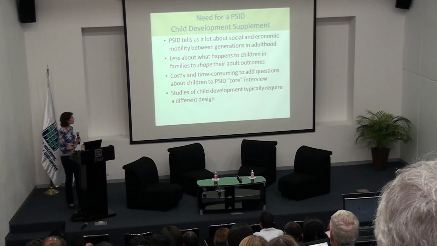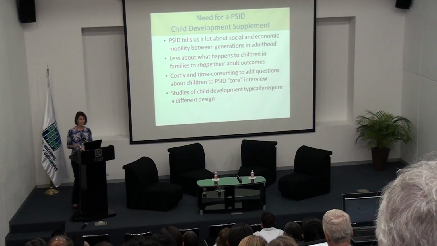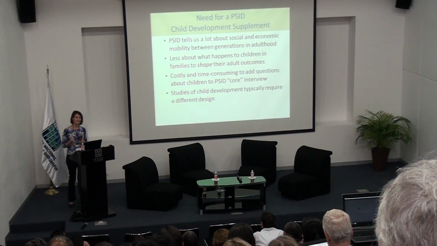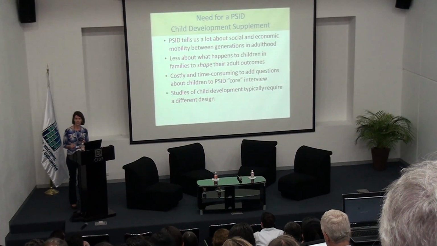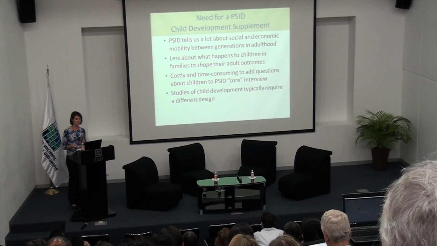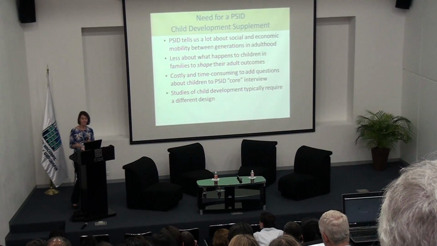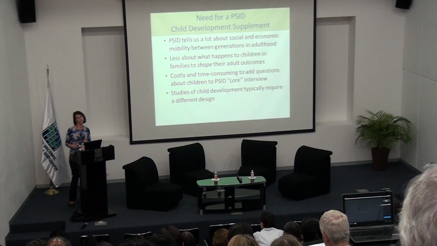So there are many benefits to using PSID for studying intergenerational mobility. But one thing that the core survey lacks is a great deal of information about children. So PSID can tell us a lot about social and economic mobility between generations once individuals are in adulthood. But it tells us less about what happens to children in families that shapes their adult outcomes.